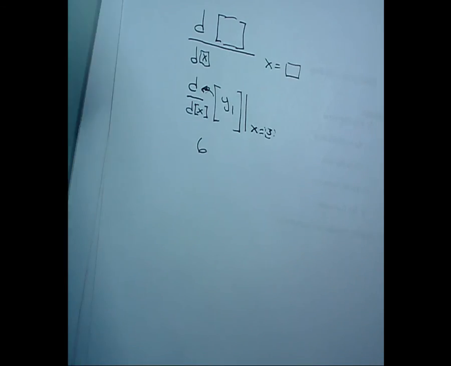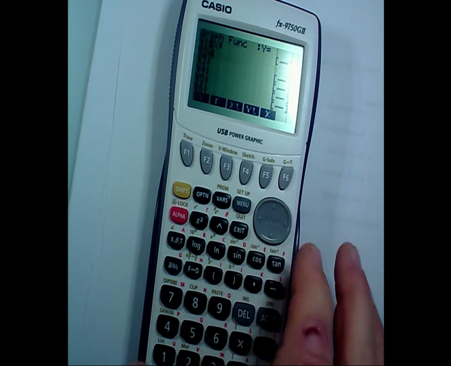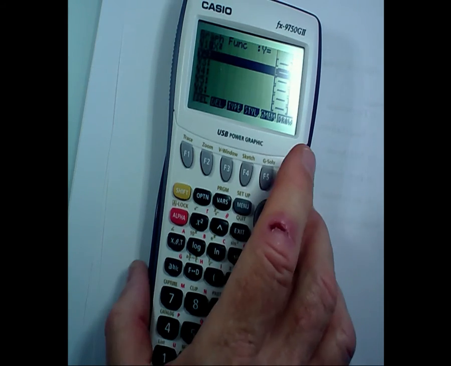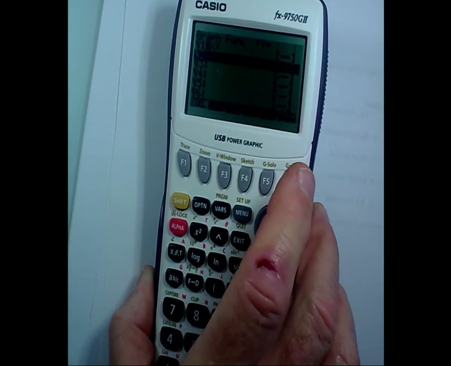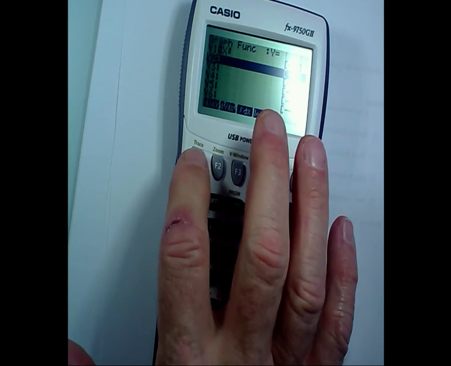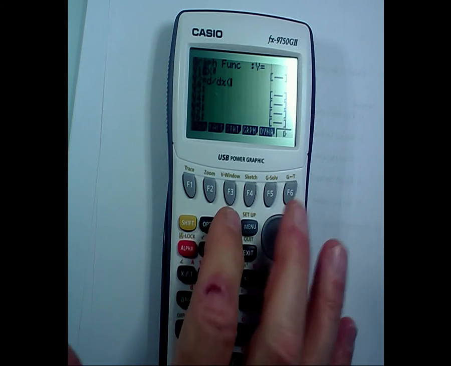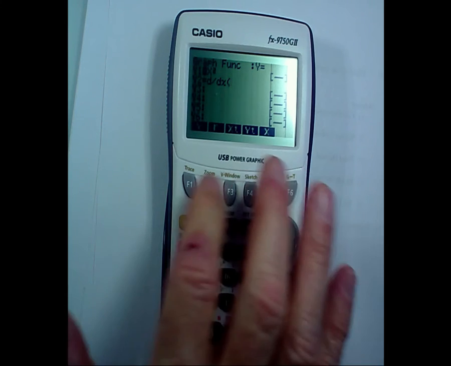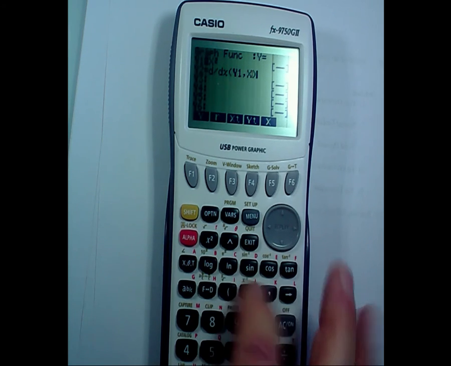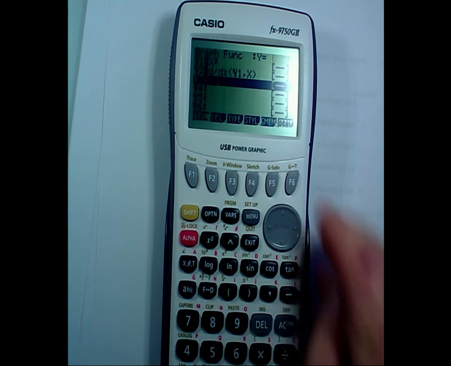Casio people. I go exit out of here, go to y2, and I'm going to go to options, I'm going to go to calc, I'm going to choose the derivative, so there's the derivative, and then I'm going to go to vars, choose my graph, choose y1, and now I'm going to put a comma, and now I'm going to put x. Does that make sense? And now I'm going to hit draw.